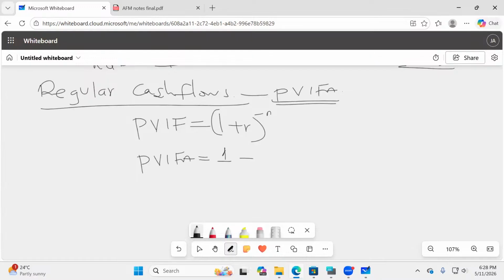To get PVFA, we take 1 minus the PV formula. So 1 minus 1 plus R raised to negative what here? Negative N. And then everything, including this one, to be divided by R. Everything to be divided by R. That is what we do to get what we call PVFA, the present value interest factor of an annuity.